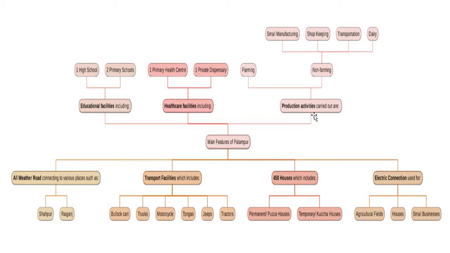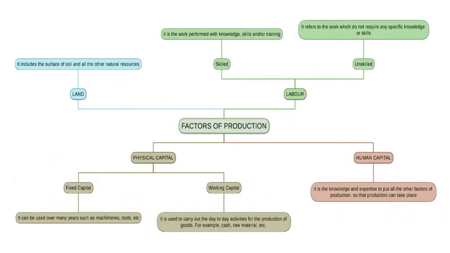Now, the production activity carried out in Palampur is mainly farming. Apart from farming, there are certain other non-farming activities such as small manufacturing, shopkeeping, transportation, dairy. After that, we studied the factors of production. There are 4 factors of production, which is also mentioned as 4 requirements of production in your book.